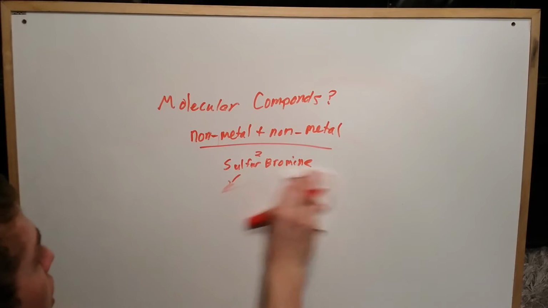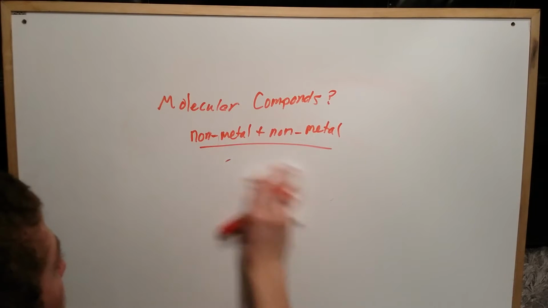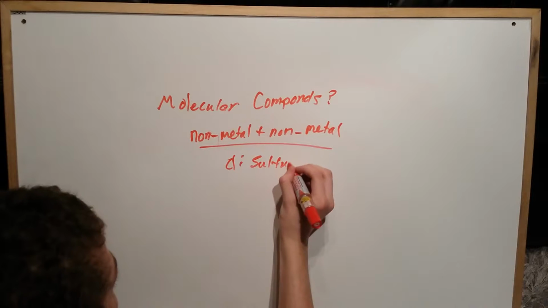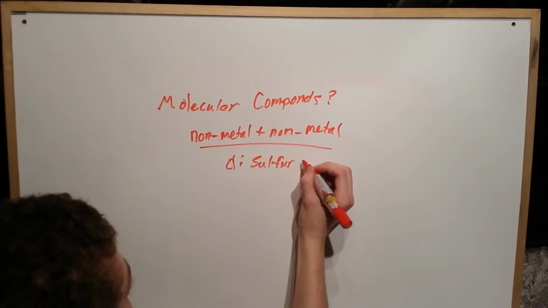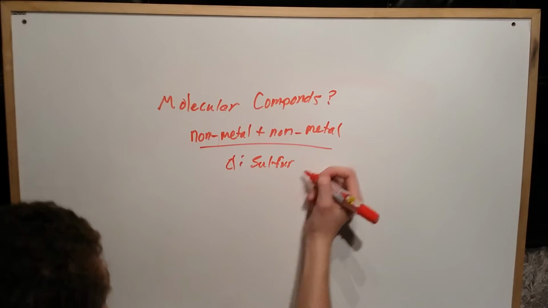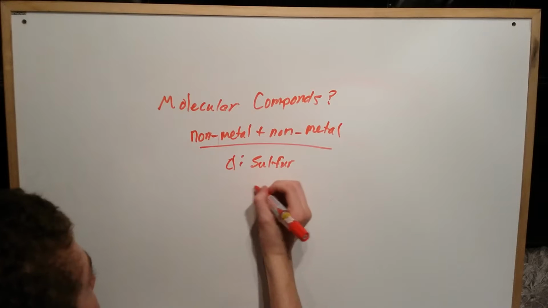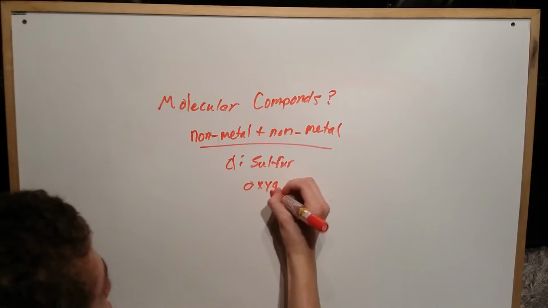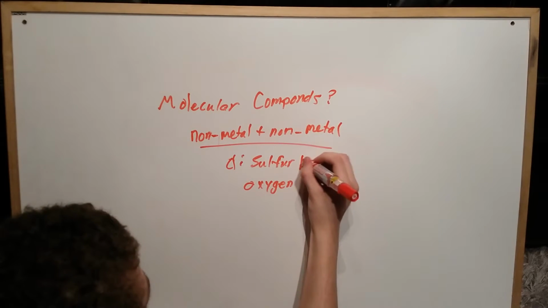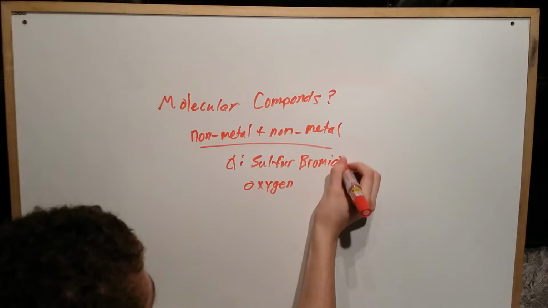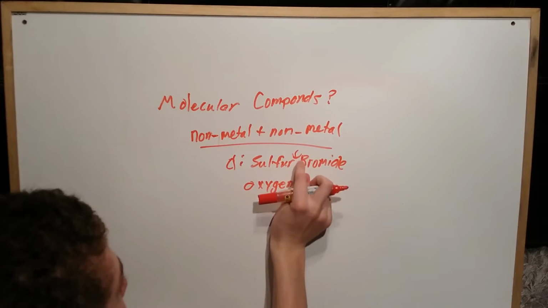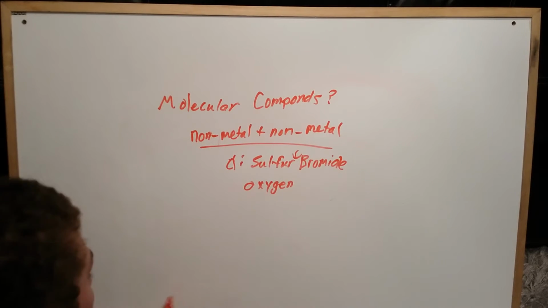So how we write this will be disulfur, and then since you don't put anything for 1, except we're going to make one exception, and that's oxygen. I'll talk about that in a second. So this will be disulfur bromide. You're not going to put anything right here because there's only 1. There's no more than 1, so you're not going to put anything.